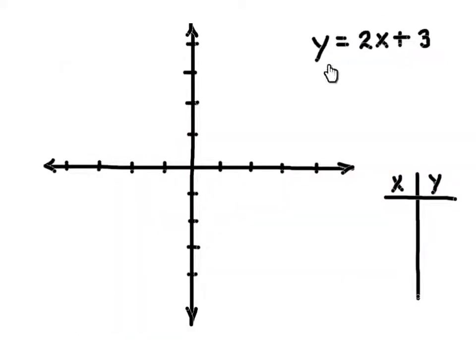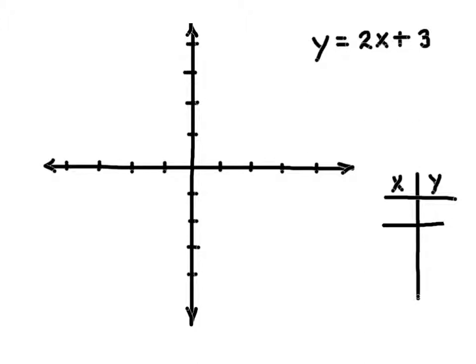Here we have an example of a line, and this is in the form y equals 2x plus 3. This is not standard form. This is actually called slope-intercept form, which we'll look at later. But for now, what I'd like to do is graph this line by finding 2 points on the line, and I'm going to write the points down below on my t-chart.